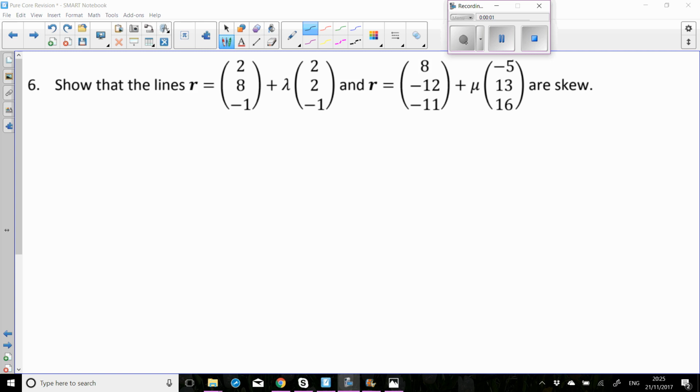Right, here we're going to show that two lines are skew. So remember, in two dimensions, lines can be parallel or they can intersect, but in 3 dimensions they can be parallel, intersect, or they can be skew, so they don't intersect and they are not parallel. So sort of imagine that one going over the top with a gap in between.